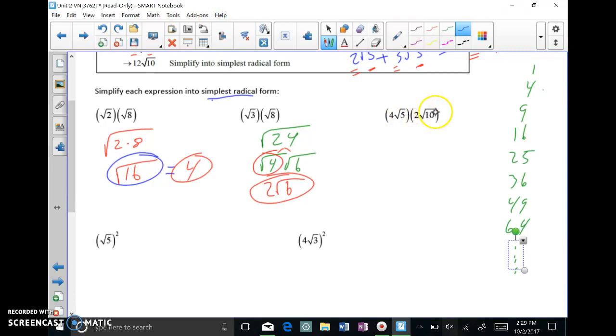So another one, 4 rad 5 times 2 rad 10. Again, you multiply the numbers outside. So we're going to do 4 times 2 on the outside, and on the inside 5 times 10. 4 times 2, of course, is 8. 5 times 10 is 50.